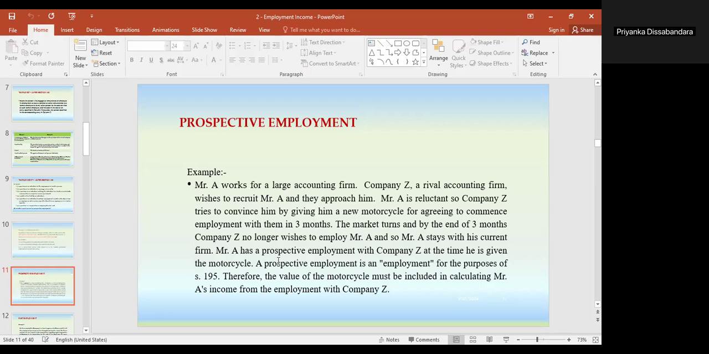I think you can remember, one person can have more than one employment.